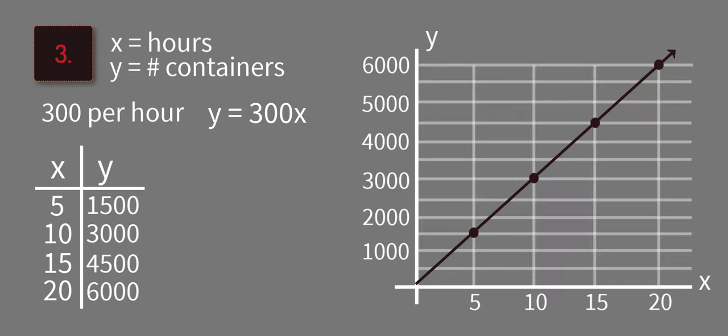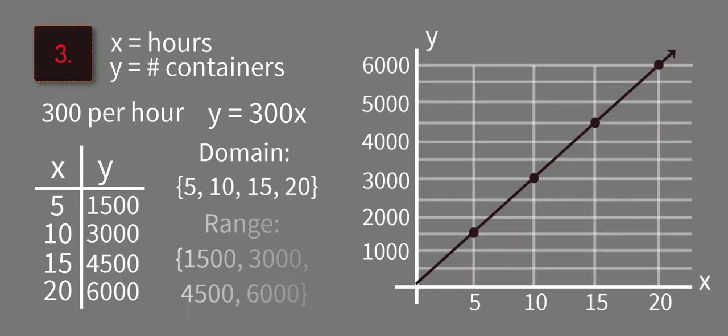Again, the domain and range are limited to our inputs and corresponding outputs. So the domain is 5, 10, 15, and 20. And our range are the corresponding number of containers. So 1,500, 3,000, 4,500, and 6,000. And again, that's going to be containers.